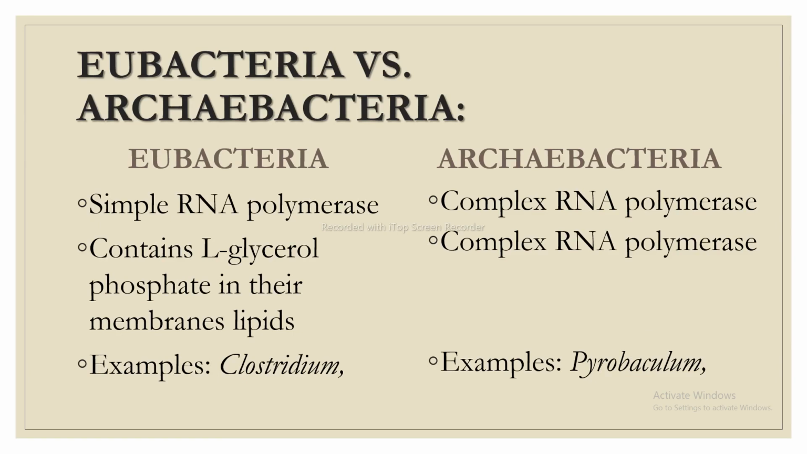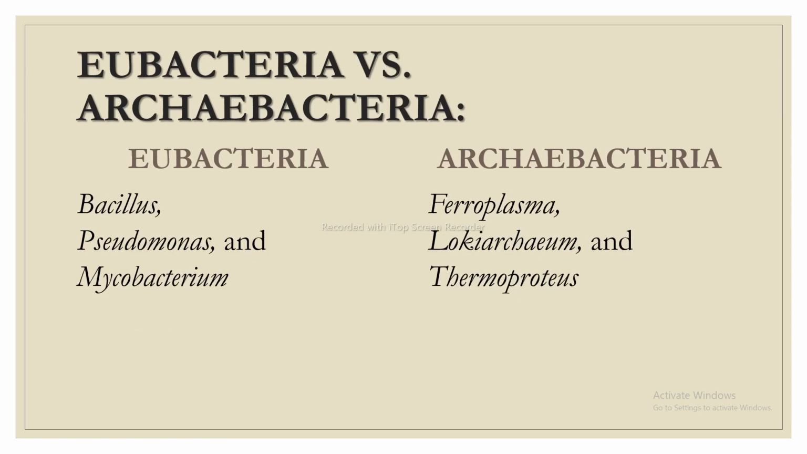Eubacteria have a simple RNA polymerase, and Archaebacteria contain a complex RNA polymerase. Examples of Eubacteria are Clostridium. Examples of Archaebacteria are Pyrobaculum. Further examples of Eubacteria are Bacillus, Pseudomonas, and Mycobacterium. And further examples of Archaebacteria are Sphaeroplasma, Lokiarchaeum, and Thermoproteus.